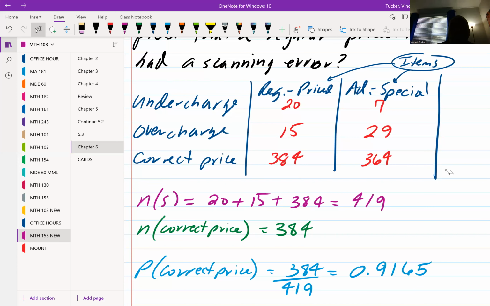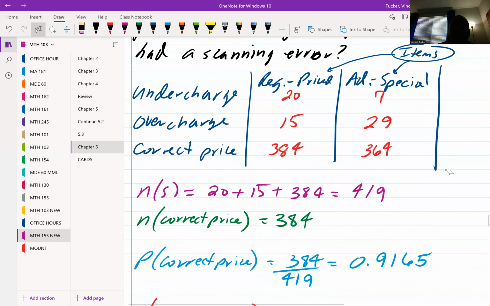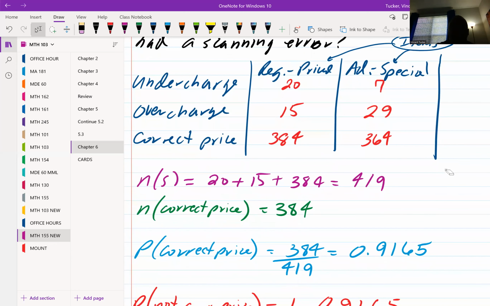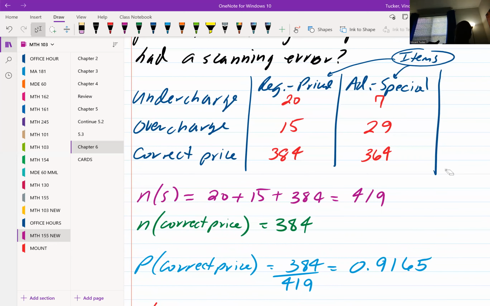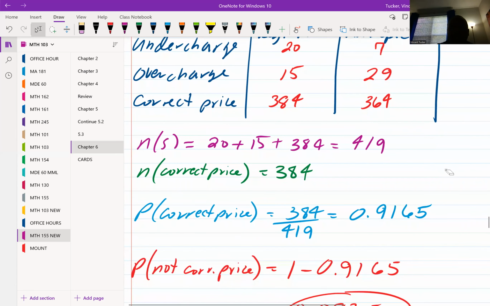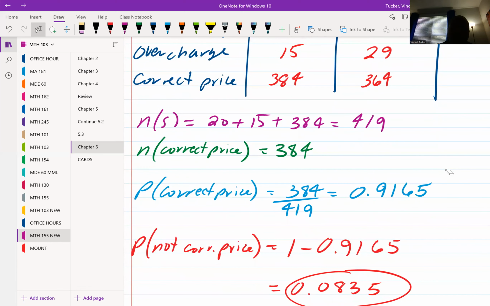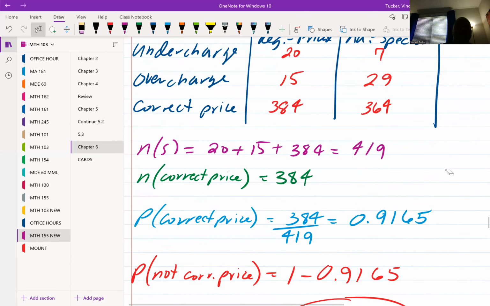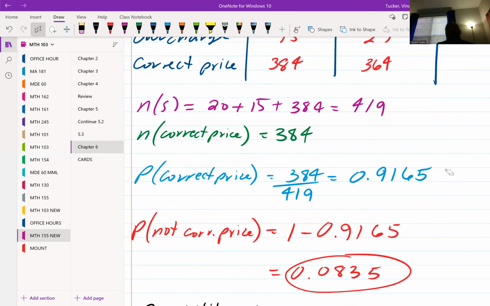Any problems so far? All right, so remember we're looking for something that was not correctly priced. We're looking for a scanning error. So if 384 out of the 419 was correctly priced, that means to find what was not correctly priced, or what ended up having a scanning error, whether it was overcharged or undercharged, we can subtract that 0.9165 from 1, and it gives us 0.0835.